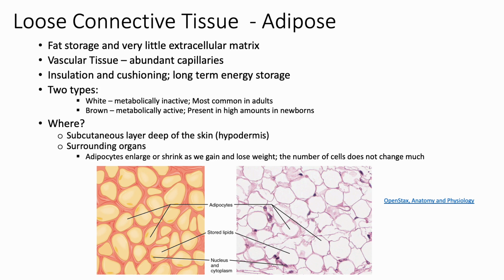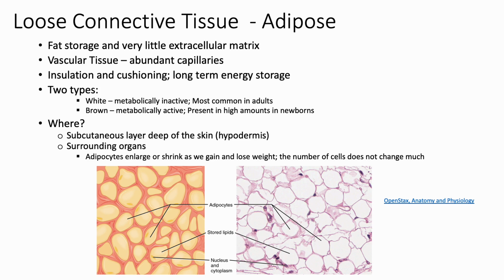Now, also we find this around organs. Now, the interesting thing when we think about gaining and losing weight, the number of these adipose cells we have really doesn't change that much as we gain and lose weight. It's actually the cells themselves that get larger or shrink, with the amount of lipid droplets that are stored. So let's take a look as we look at the tissue.